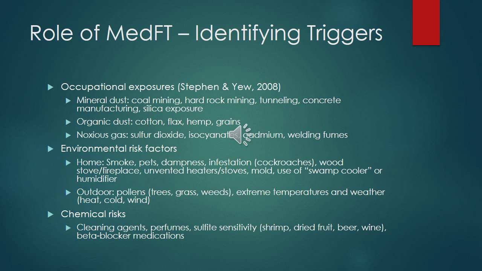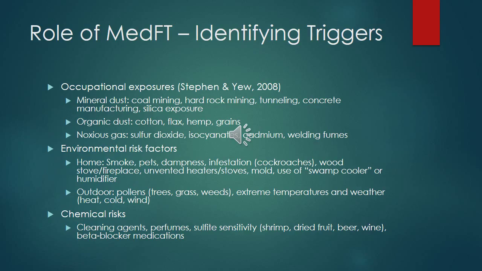And then people that use wood stoves or wood fireplaces could also be at risk of having worse symptoms. And also unvented heaters and stoves could be a risk factor. And of course mold, particularly visible mold, could be a problem for people with this. And also they may live in an environment where they use what's called swamp coolers or humidifiers, which can also put them at risk, environmental risk factors too.